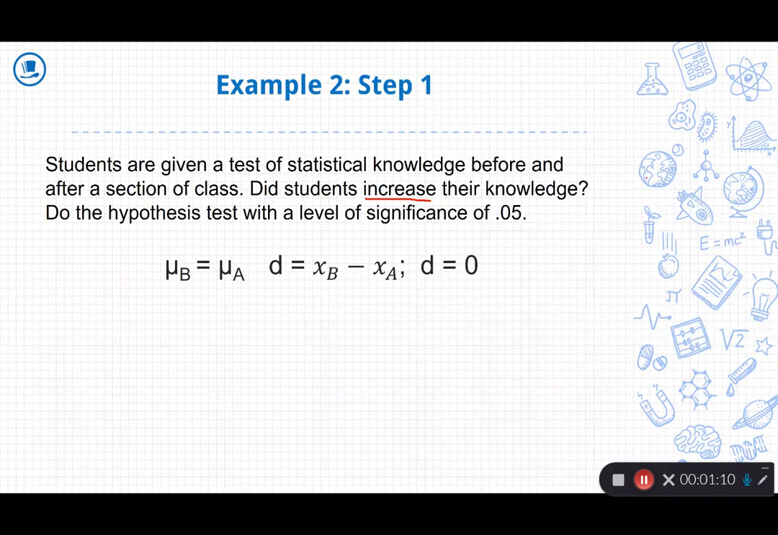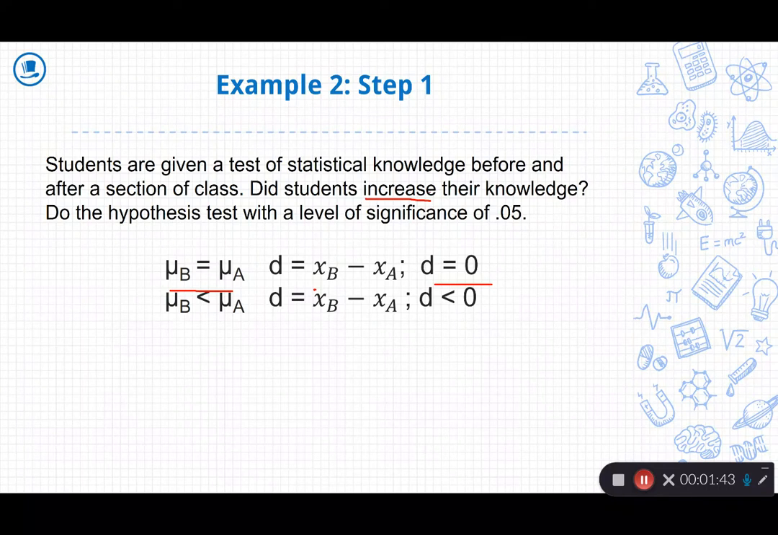It's one set of students. They're tested before and after a section of class. So according to the null hypothesis, before equals after. There would be no difference between these two measurements. The null hypothesis says that they did not increase their knowledge. So if we have the difference as a score X_B, a person's before score, minus their after score, we should then expect differences of 0.